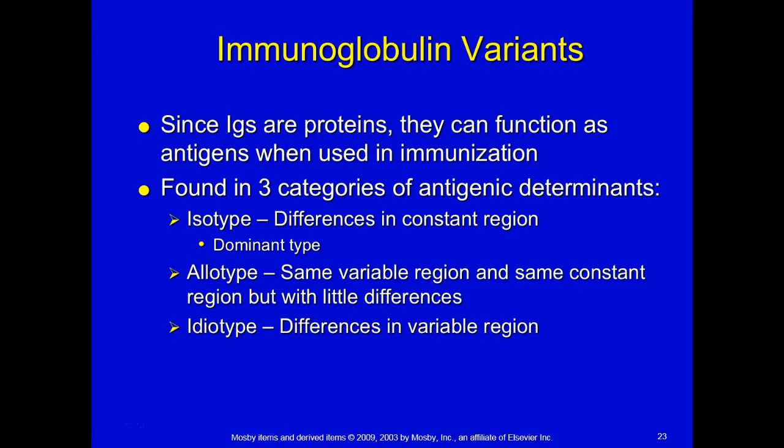We do have different types of immunoglobulin variants. Since immunoglobulins are proteins, they can function as antigens when used in an immunization. Also, they're found in 3 categories of antigenic determinants. If we have an isotype, it means there's differences in the constant region.